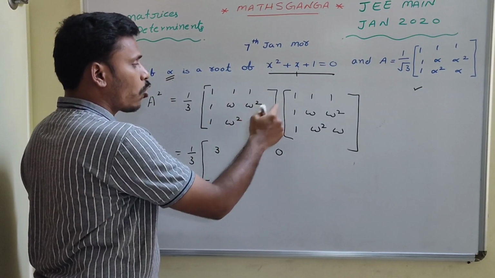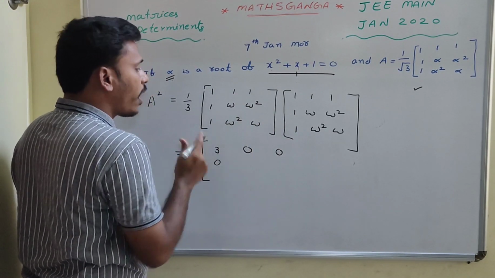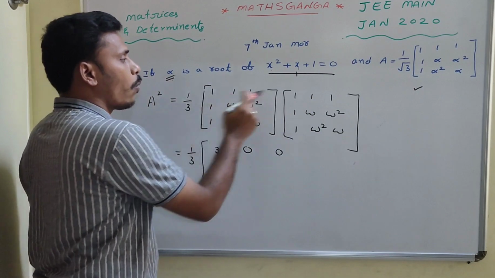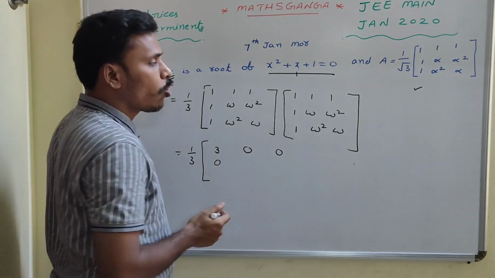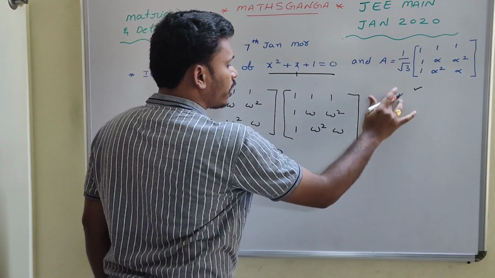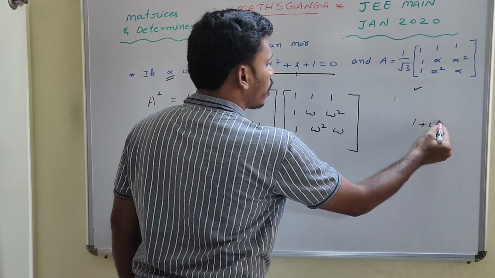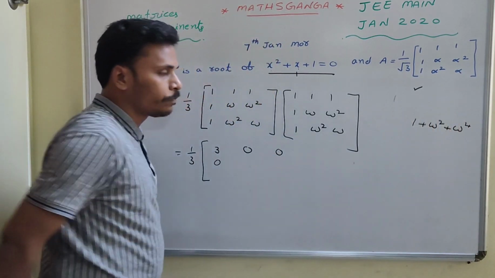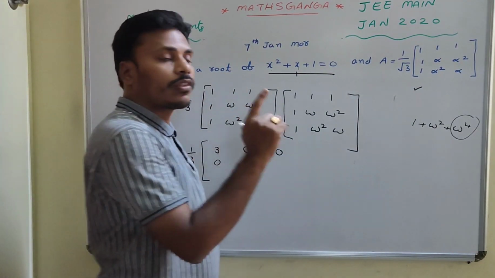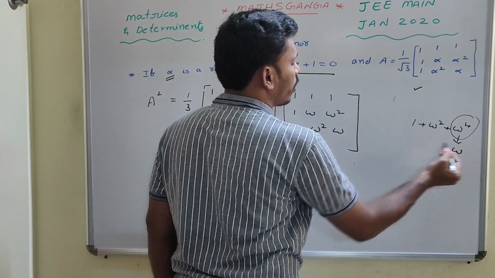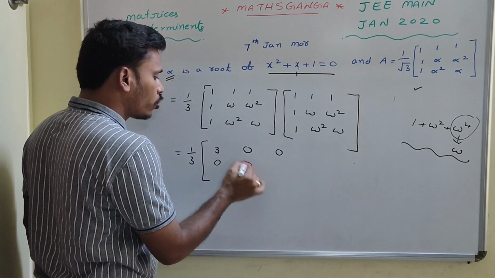Then the second row with the first column: 1, omega square and omega, again the summation is 0. And then the second row with the second column: 1 into 1, omega into omega is omega square, omega square into omega square is omega power 4. For your convenience, I am representing it here: you will get 1 plus omega square plus omega power 4. Now utilize your logic. What to say about omega power 4? As we know that omega power 3 is 1, omega power 4 is nothing but omega. Now look at these three: 1, omega square and omega, the summation is 0, so this is 0.